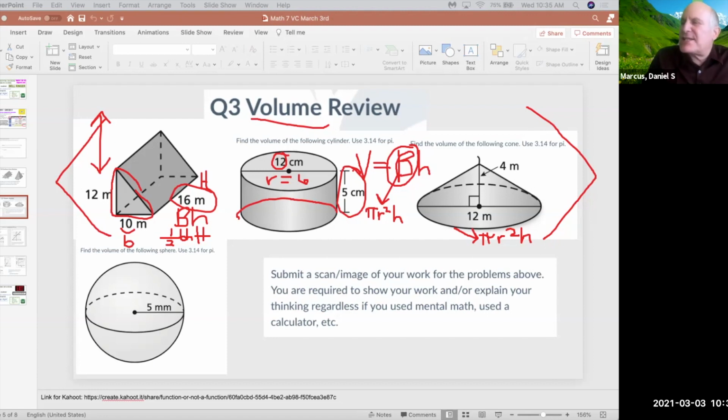Yes, Isaac. Yes, Sage. Yes, Irene. Yes, Sophia. Yes, Anderson. Yes, Taya. Yes, it's 1/3. Now, for this one, what is the formula for finding the volume of any sphere?